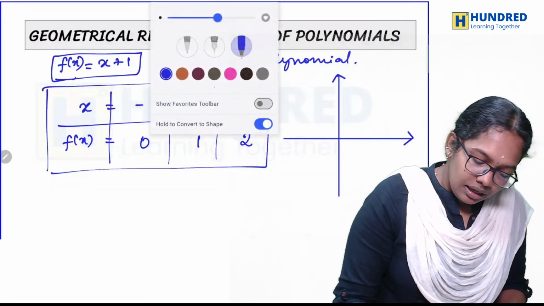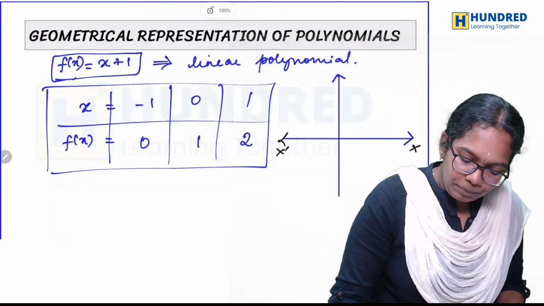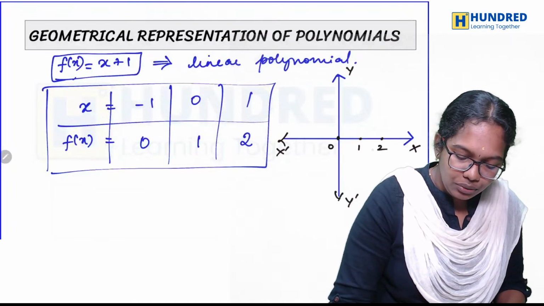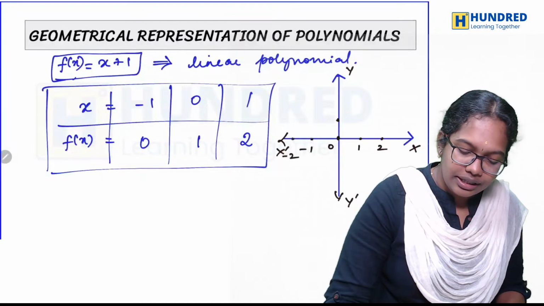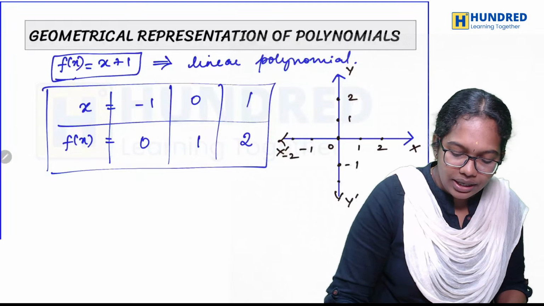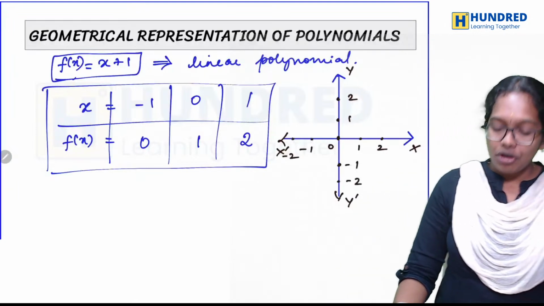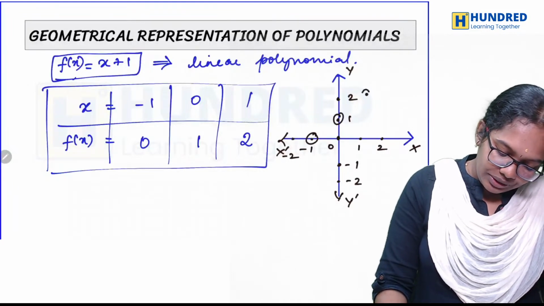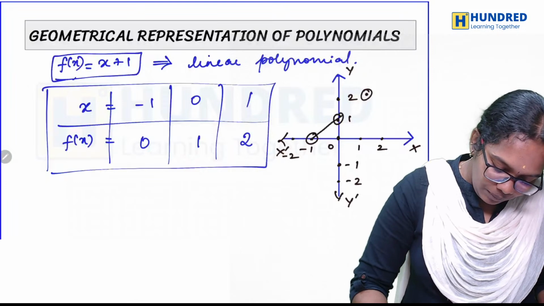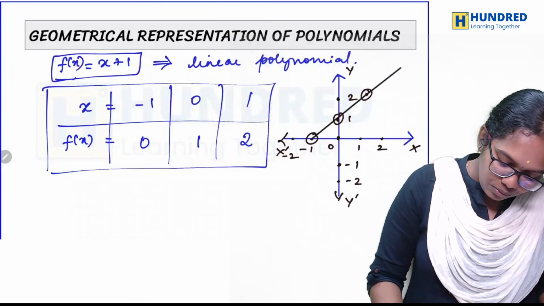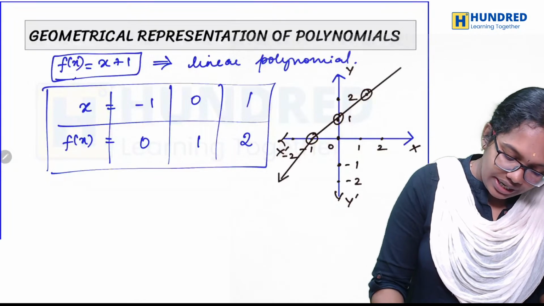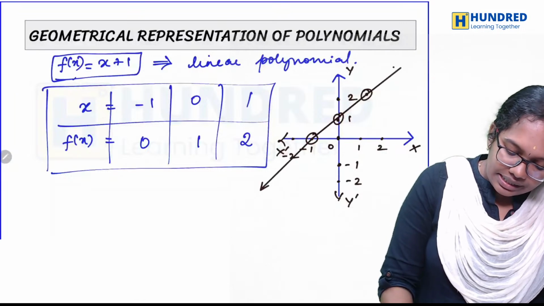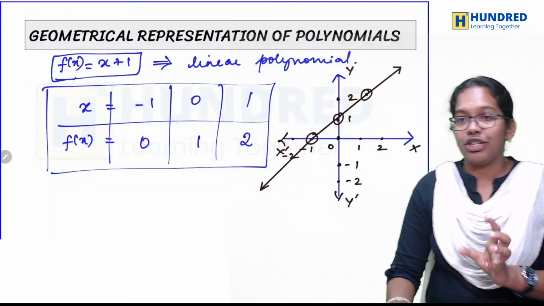Here this is the x-axis, x dash, and here it is y and y dash. This is 0, 1, 2. Here it is minus 1 and minus 2 on the x-axis, and here it is 1 and 2, minus 1 and minus 2 on the y-axis. Now let's plot the points. Minus 1, 0 is this. Then 0, 1 is this. 1, 2 is this. Now we are just going to join these points. So we'll be getting a straight line. You may ask, this is not looking like a straight line. Yes, it is a straight line for a linear polynomial.